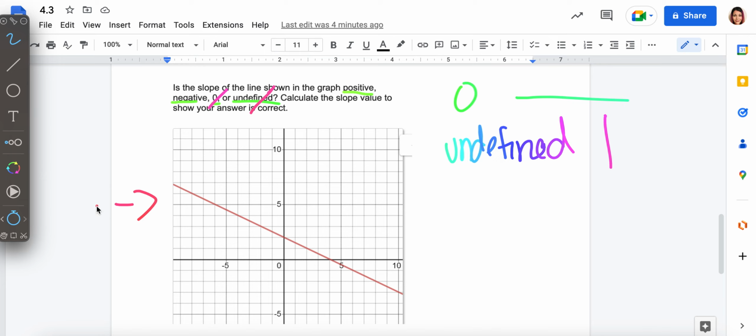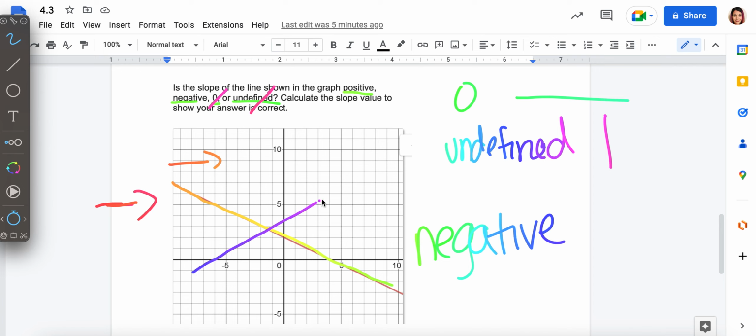We read from left to right, okay? So if we are looking at this and we are going from left to right across our screen, we notice it's going down. So going down is going to be a negative slope. Okay, if it was going up, if we were reading from left to right and I had a line that did this, it's going up as I'm tracking across the page left to right. So this one right here is positive.